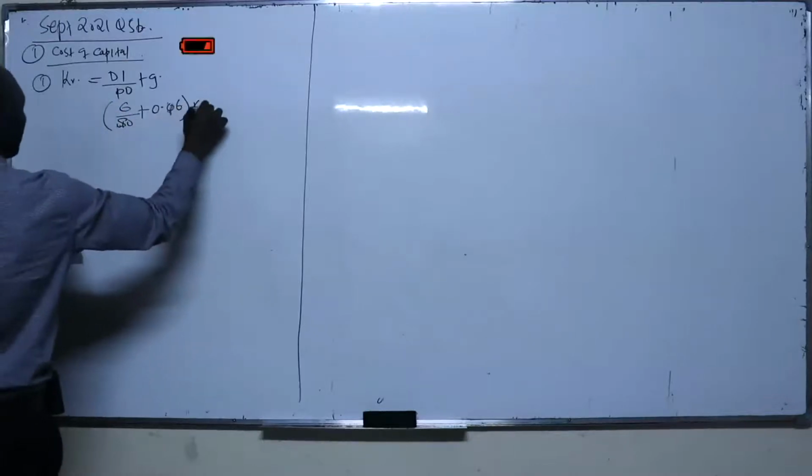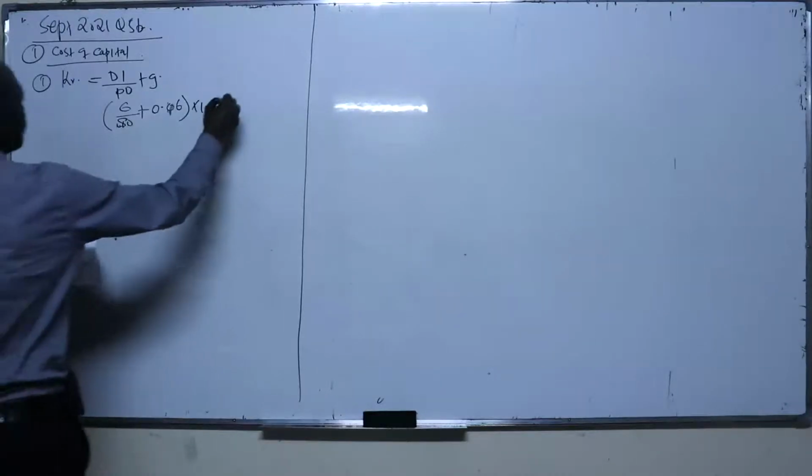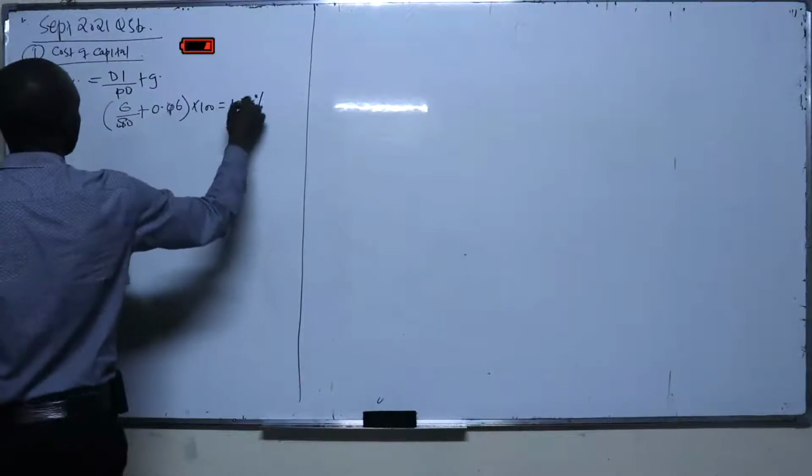So this is how you compute this one. You multiply by 100. So how much do you get? 13.5. So this one is going to be 13.5%.